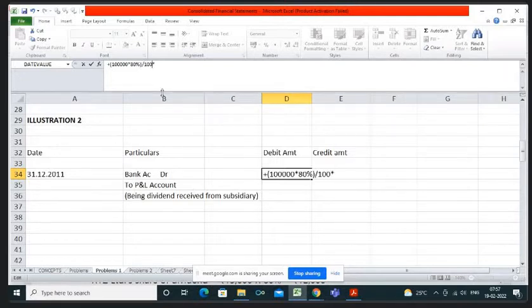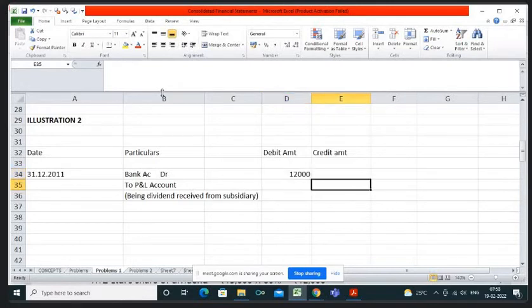Or we can write 80% is our dividend. So the total dividend is 15,000 and 80% belongs to the holding company. Our dividend portion is 12,000. We received it, so the bank account should be debited and the profit and loss account should be credited. What will be the narration? It is dividend received from subsidiary company out of post acquisition profit, so taken to the profit and loss account.